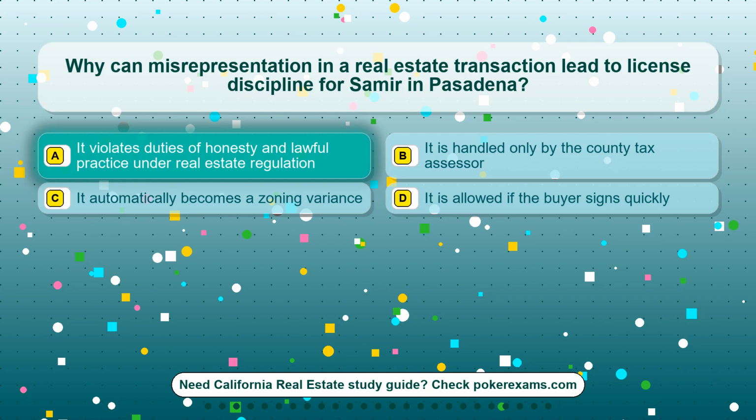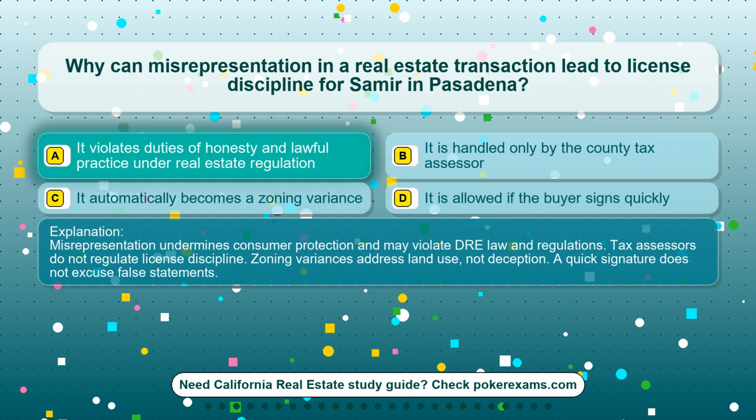The correct answer is option A. It violates duties of honesty and lawful practice under real estate regulation. Misrepresentation undermines consumer protection and may violate DRE law and regulations. Tax assessors do not regulate license discipline. Zoning variances address land use, not deception. A quick signature does not excuse false statements.